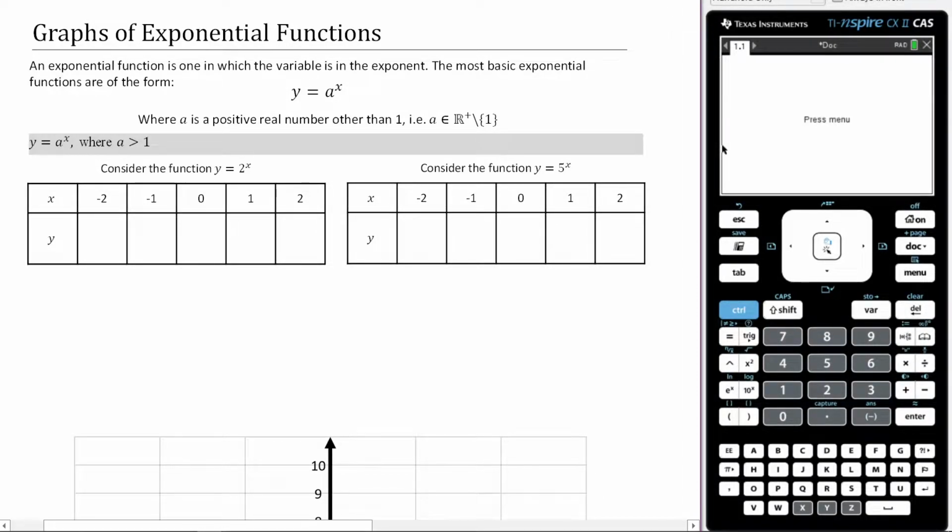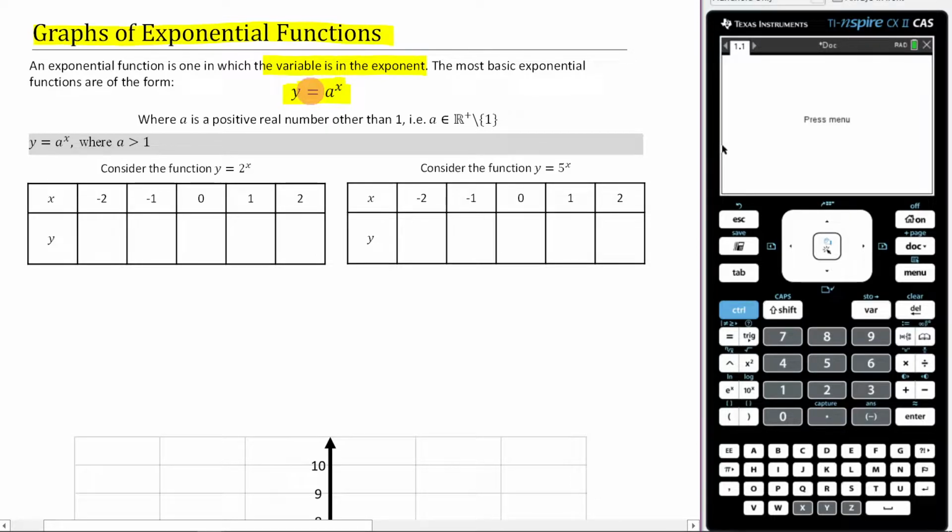Welcome. So in this lesson, we're going to be talking about graphs of exponential functions. So let's give this a read. An exponential function is one in which the variable is in the exponent. As you can see here, the variable is my x and it's in the exponent position. The most basic exponential functions are of the form this right here.